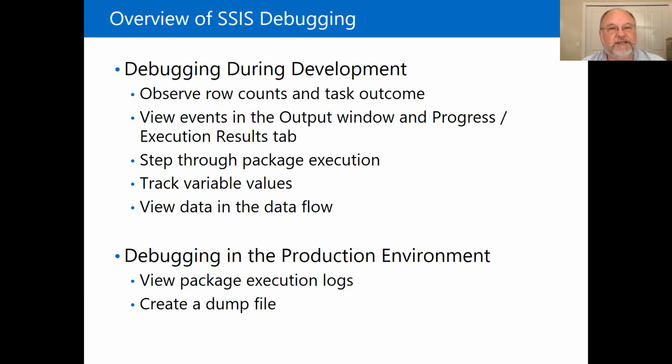And the progress/execution results window. We've seen that a couple of times already. If there's something wrong, we go look at the progress window. And I don't remember if I mentioned this before, but while the package is running, it's called progress window or tab. Well, after it's finished, the debugging is completed, it's called the execution results. It's the same thing, it just changes names. So we can look in there.